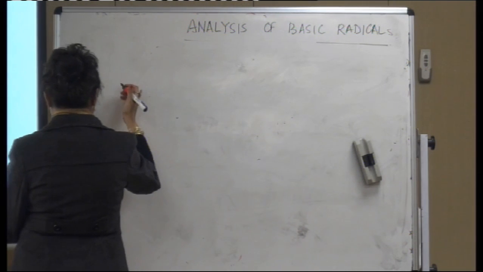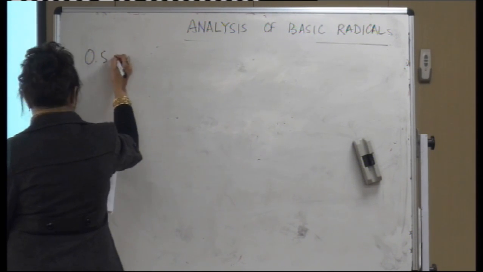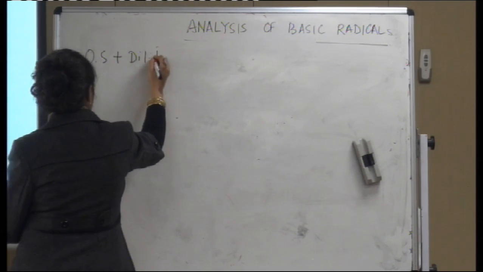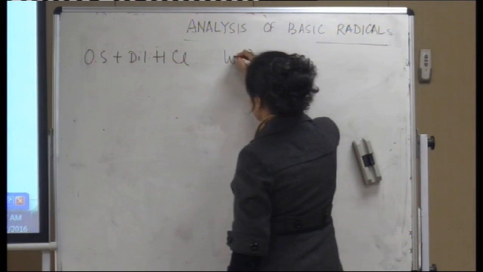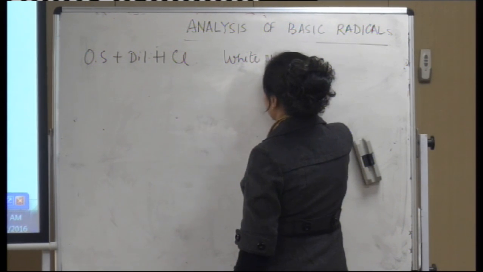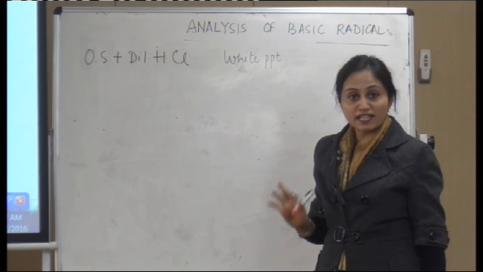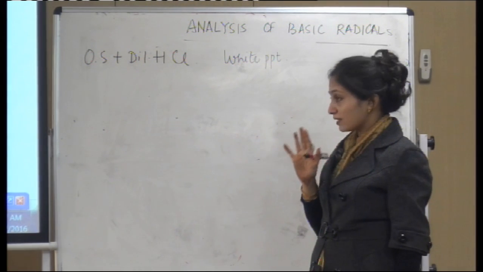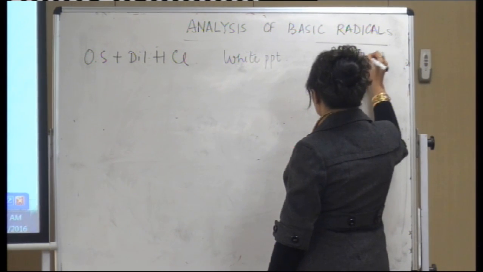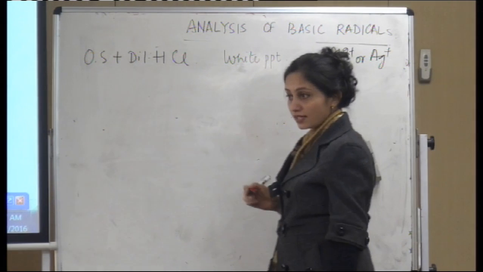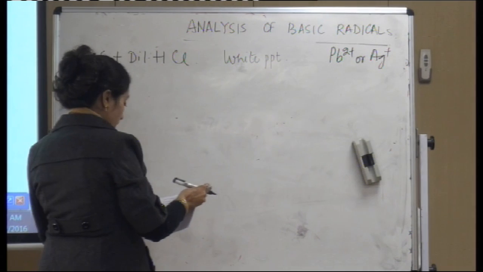Okay, now for the basic radicals of first group, what you do is you add dilute HCl to the original solution. This is what we do. If we get a white precipitate, the observation, I am writing the observation only as you do it in your practical files. If you get a white precipitate, that will indicate the presence of group 1 radicals. What are those? Lead or Ag plus, silver.